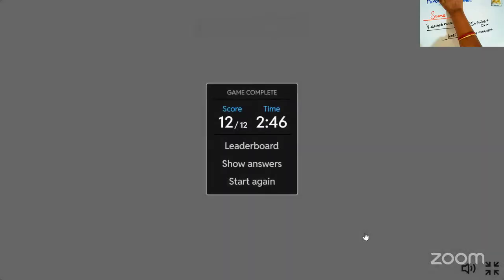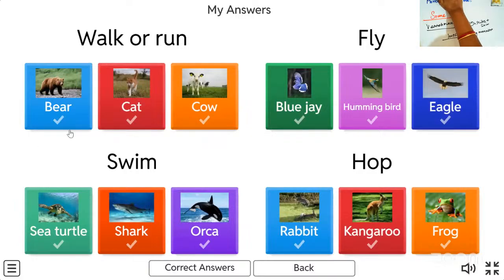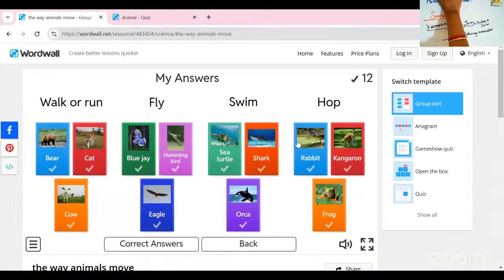Once again, you please show the answer. Bear, cat, or cow: walking. Blue jay, hummingbird, and eagle: flying. Sea turtle, shark, and orca are always swimming. Rabbit, kangaroo, and frog: hopping action is possible.